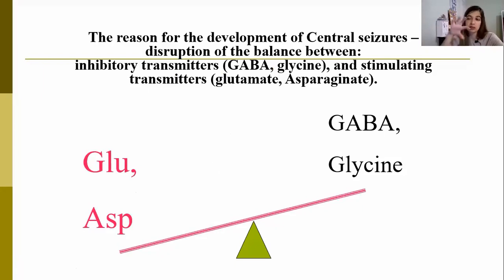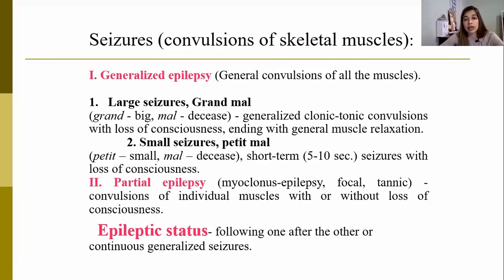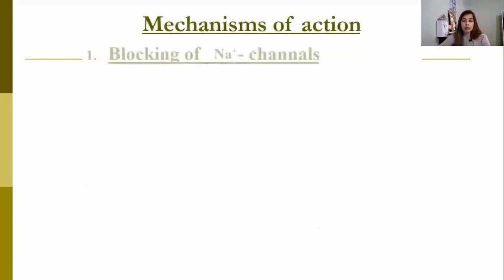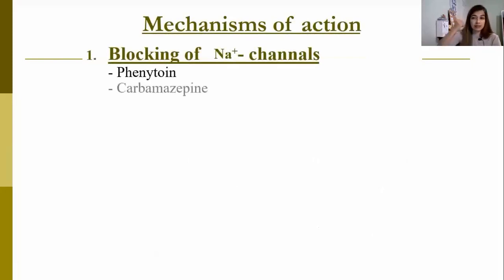So what will we do again? We will do again the same. We will try to make a balance back. Here is the classification of different seizures. Actually, I don't want to read them. You can read them yourself. We can have different forms of epilepsy. Some of them have more seizures, some of them have less, can be generalized and partial, so you will read it yourself.